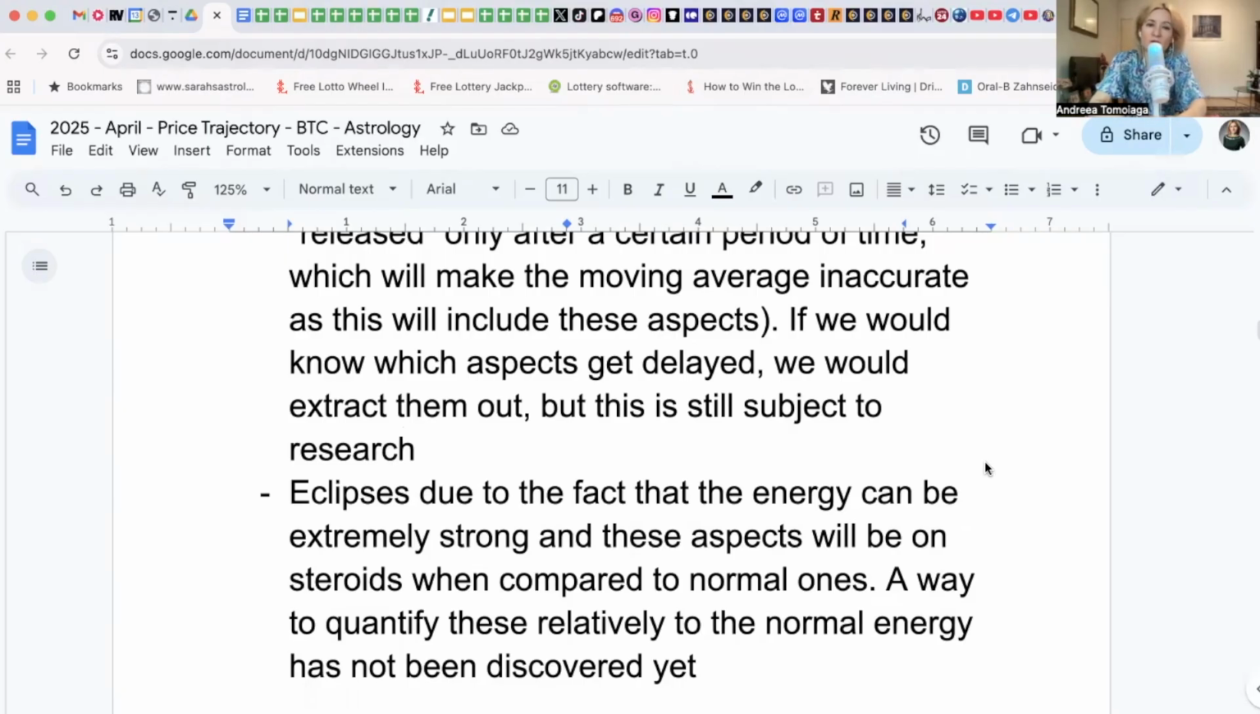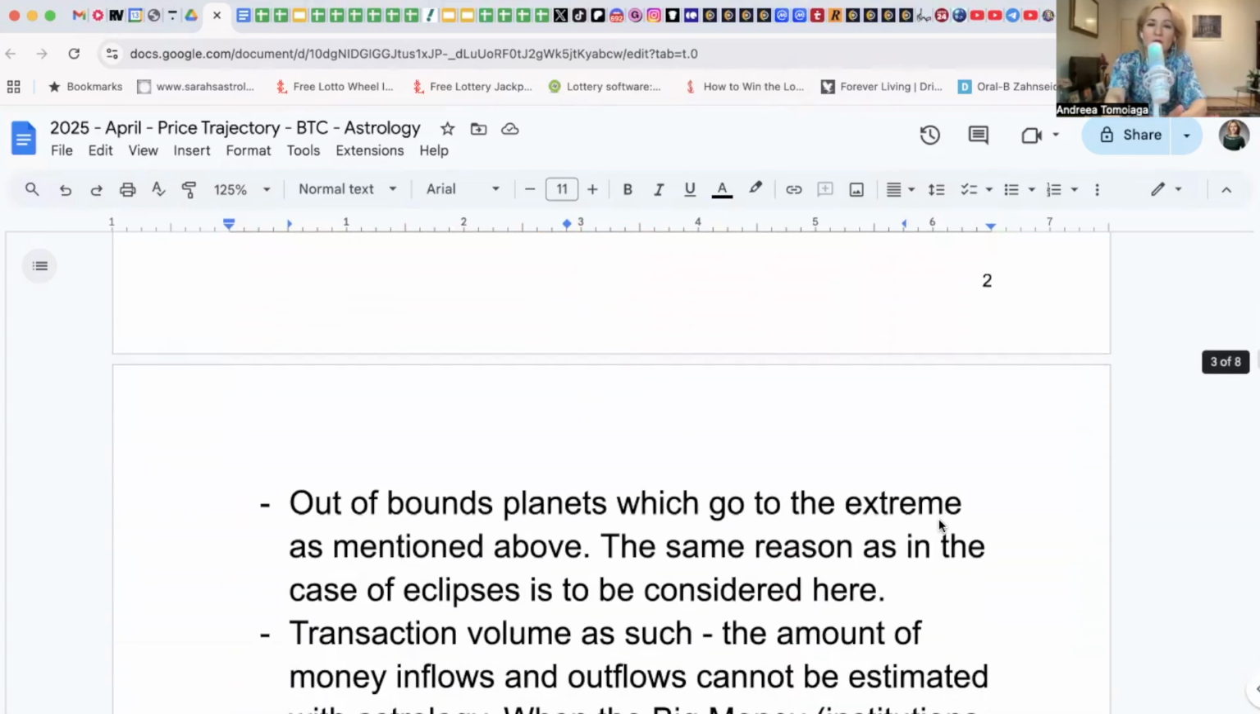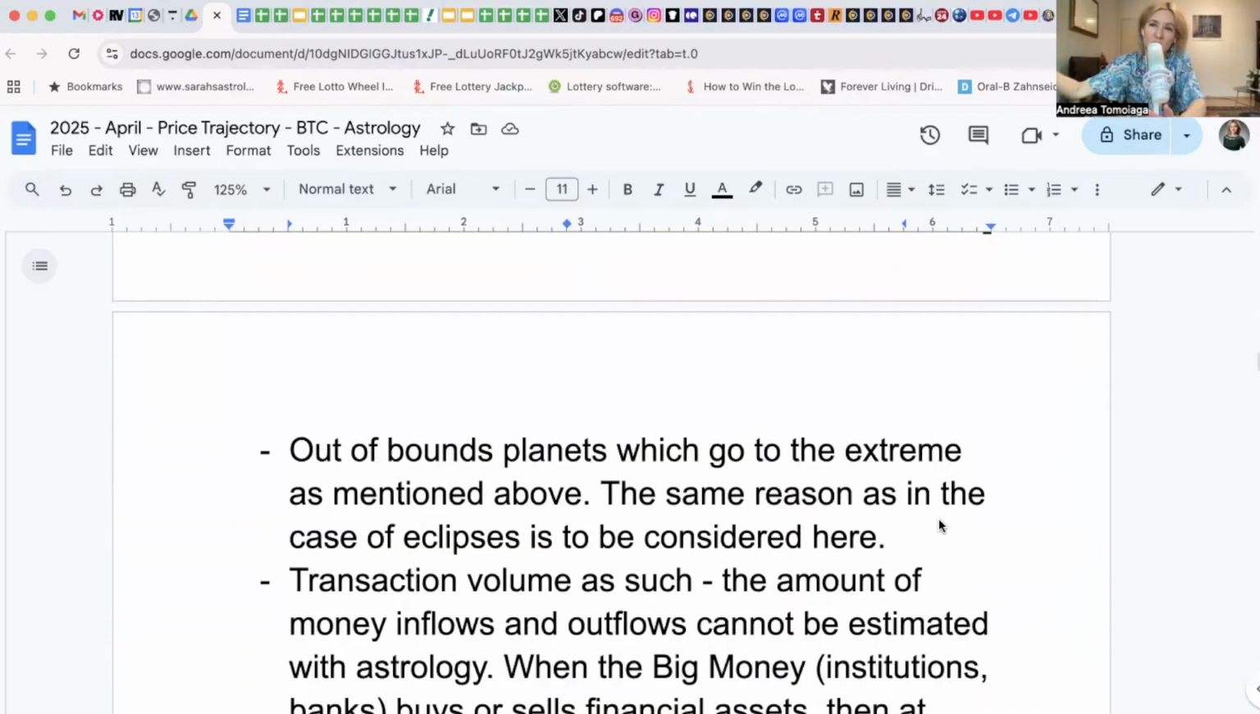Eclipses, we do have here strong energy, and these aspects are also long-term in general, whatever happens on the eclipse. And it is really important to take into account what happens on eclipse day at that moment, to take the average, to be aware of that, but also to be really aware of the fact that this energy will span also in the future.